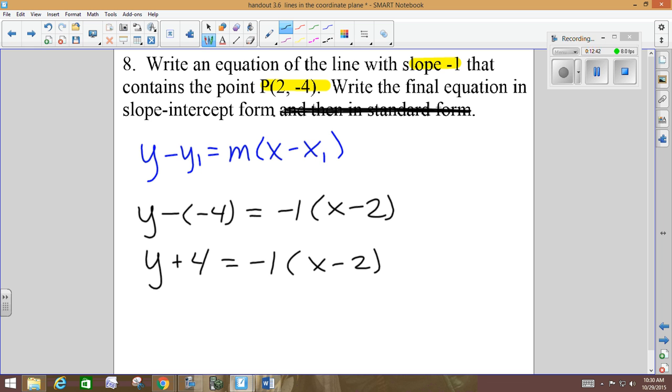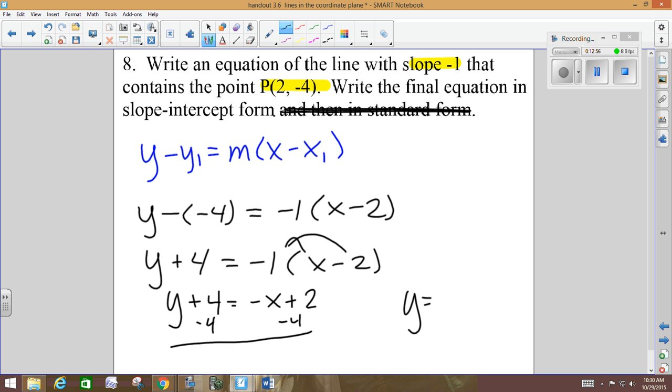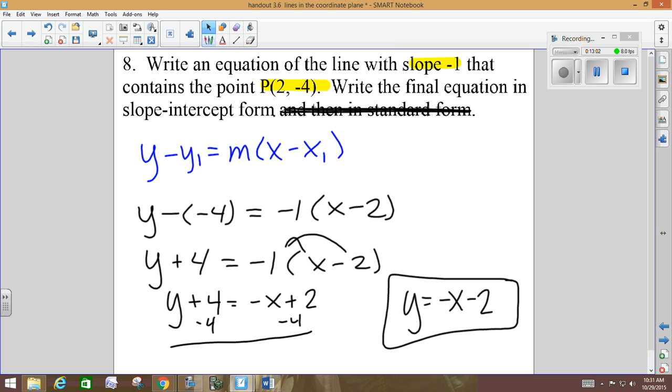Here's your point slope form. To put it in slope-intercept form, then I have to solve it for y. So distribute. Y plus 4 equals -x plus 2. Subtract 4 on both sides. Y equals -x minus 2 should be your final answer. You have a slope of -1. It goes through the y-axis at -2. It's giving you your y-intercept.